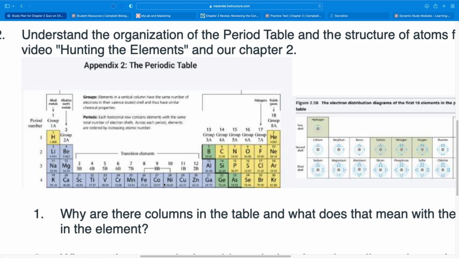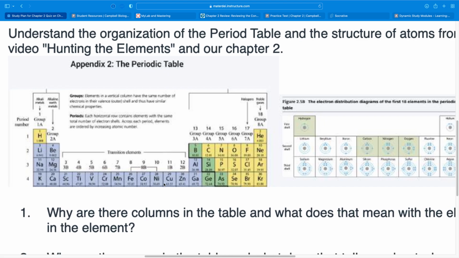Did you write it down? Number 1.1. The columns represent how many electrons are in the valence shell. And like what Gunnar said, it's how reactive they are. If it's missing one electron, it's going to be reactive. If it's missing 2 electrons, it's going to react differently.